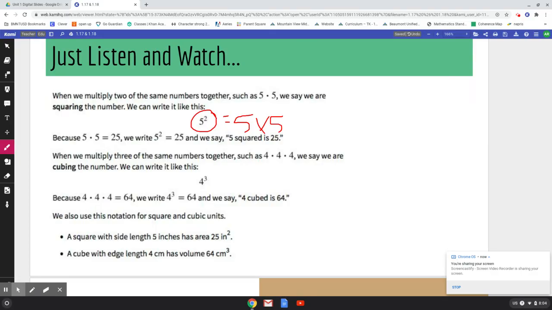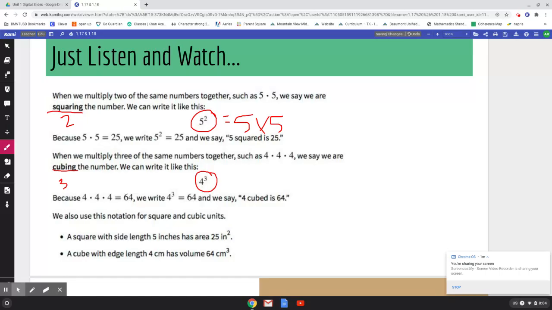Then it says when we multiply 3 of the same numbers together, like 4 times 4 times 4, we say that we are cubing the number. So we can write it as 4 cubed, or 4 to the third power. Because 4 times 4 times 4 is 64, we write 4 to the third equals 64. And what we would say out loud is 4 cubed is 64. So what you need to really take from this is that when you're squaring, there's going to be a 2 at the top. And when you're cubing, there's going to be a 3 at the top.